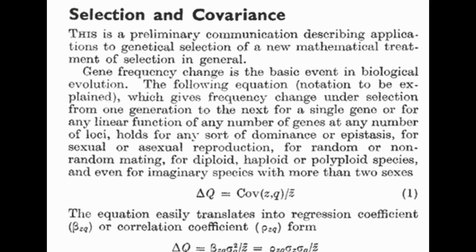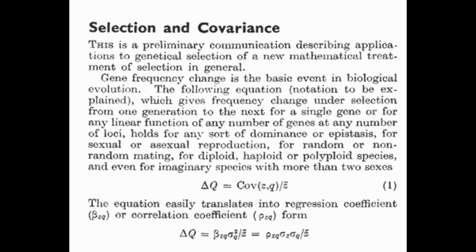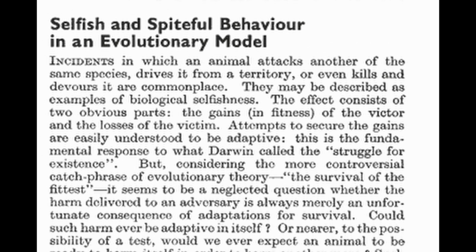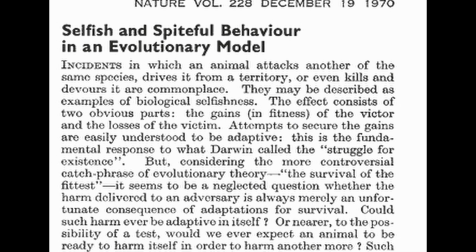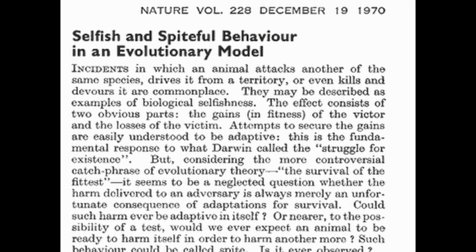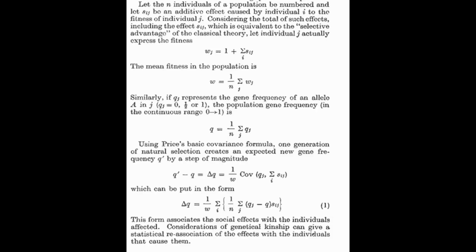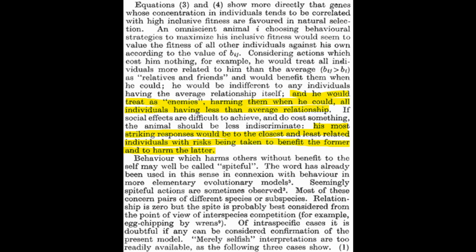The plan worked. Maddox relented and published George's paper titled Selection and Covariance in November of 1970, and Bill's paper on spite titled Selfish and Spiteful Behavior in an Evolutionary Model in December. Bill used George's equation throughout, elegantly demonstrating how the covariance term could permit negative values and hence the evolution of purposefully harmful behavior. While professionally, it seemed like George Price's life was looking up.